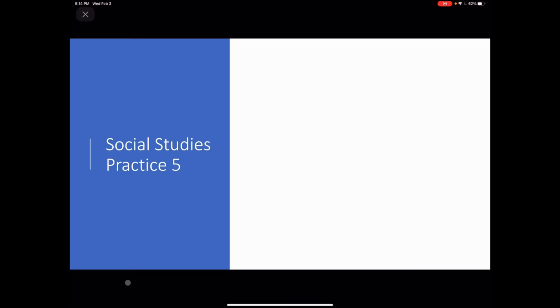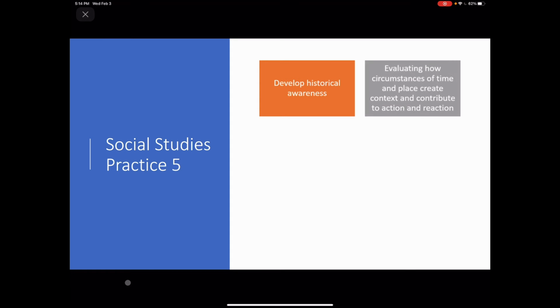Social studies practice number 5, developing historical awareness. Evaluating how circumstances of time and place create context and contribute to action and reaction. That's a big thing. It's much simpler than it sounds. This is just understanding what else is going on around this event, around this one thing. Okay, what is the context in which people would behave that way? Why would that be a good decision? Why would that be an argument that needed to be made?